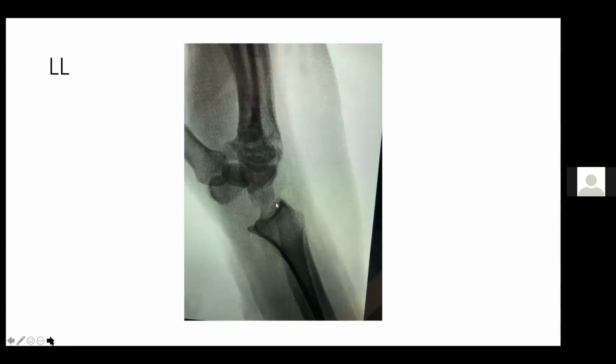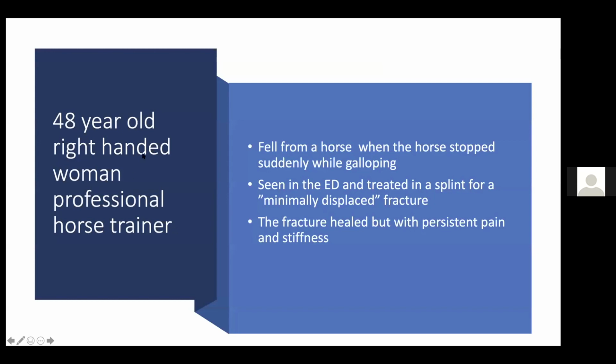Awesome. Thanks. Okay. Next one, a 48-year-old right-handed woman, professional horse trainer. This woman fell from a horse when the horse stopped suddenly while galloping. I don't know if you've seen this, but horses can stop on a dime and you can't necessarily. And she came off. And this is a trainer. So she was seen in the emergency department in Davis and splinted for a minimally displaced fracture. The fracture healed, but she had persistent pain and stiffness.